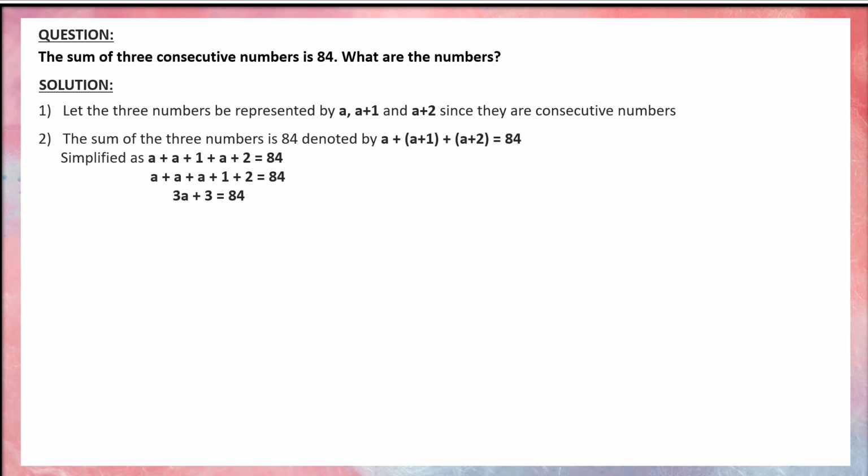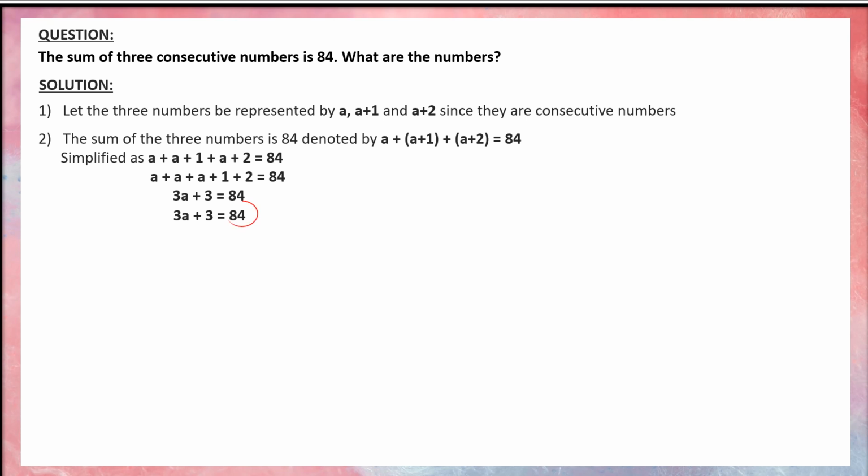When we simplify that, we group the like terms. What are the like terms? All the A's can be added together, and then the numbers can be added together on the left hand side. So when we have A plus A plus A, that is A in 3 places, it becomes 3A. And then when you have 1 plus 2, that's on the left hand side, it becomes 3. So the left hand side becomes 3A plus 3 is equal to 84.